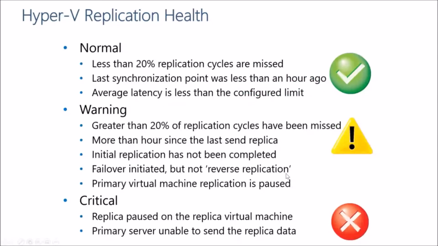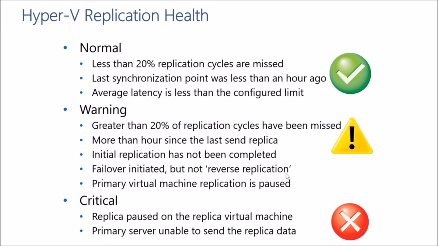So there's also a way of actually seeing the replication health. So obviously, when we do the lab, you'll see that you can actually go in and look at that. So there's different states. There's the normal, warning, and critical. So normal means less than 20% of the replication cycles are missed. The last synchronization point was less than an hour ago, and the average latency is less than the configured limits. Well, that's good, that's fine.